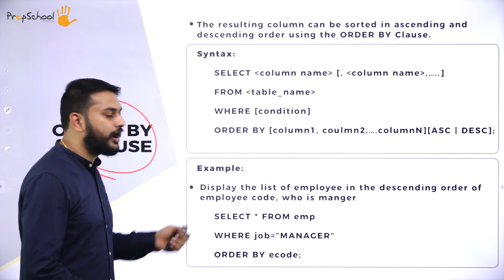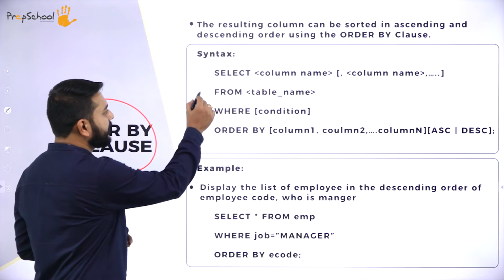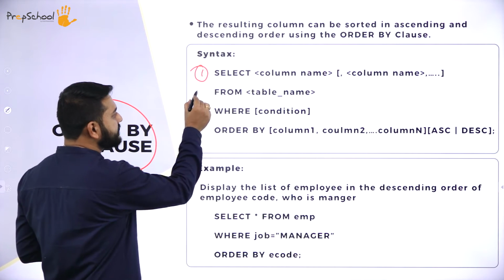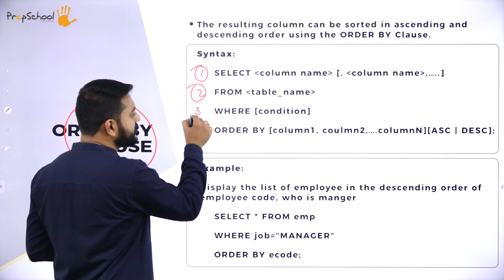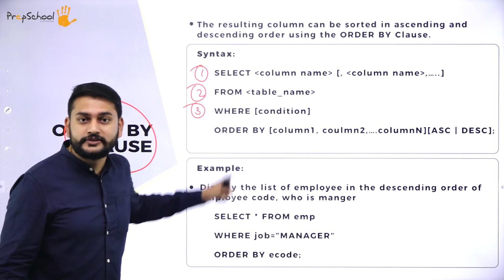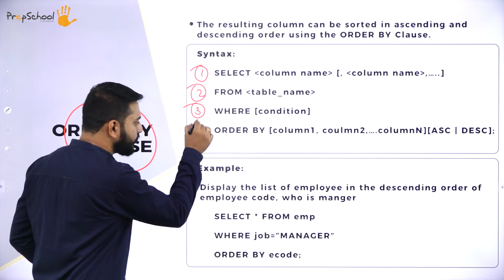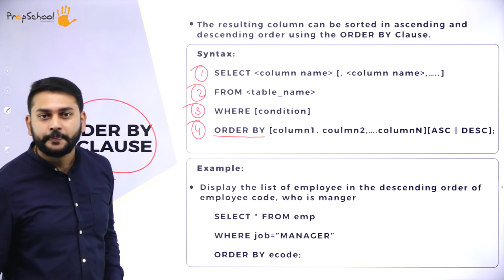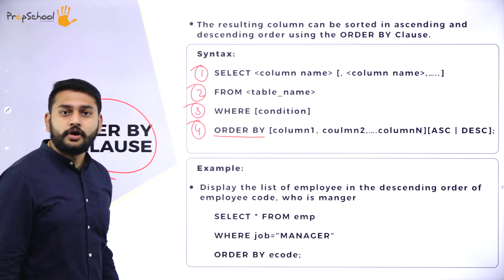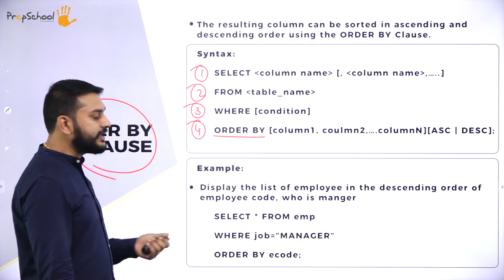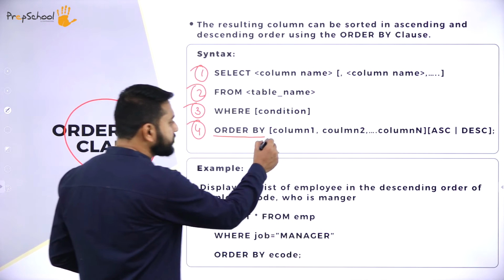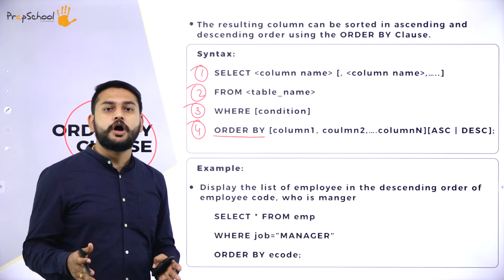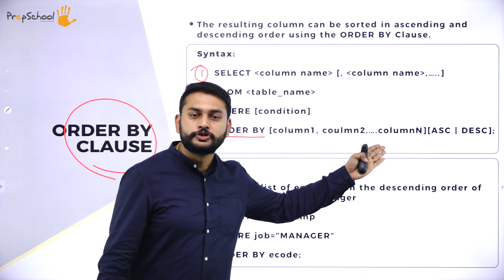Let's check the syntax for this. As I told you, the first thing you use is the select clause, the second is from, and the third is where, where you can give your own condition. The fourth is very important. Please observe, you have to give the keyword order by. What is next? You have to specify which column you want to order, which column you want to sort. That is the column name you have to specify.